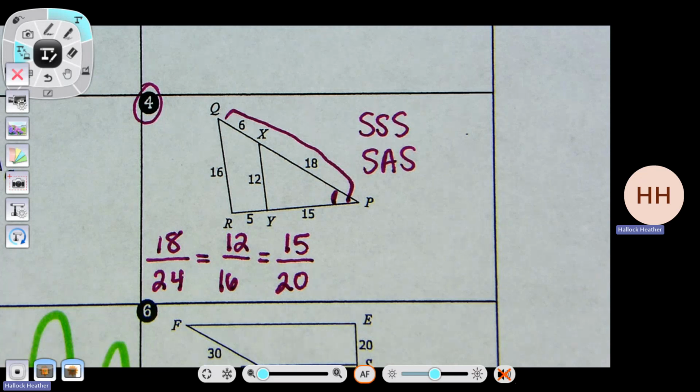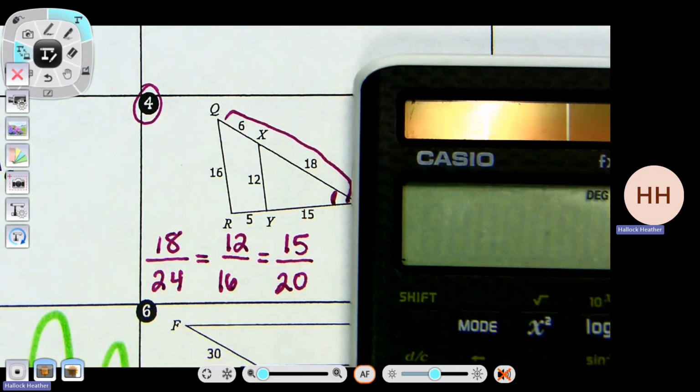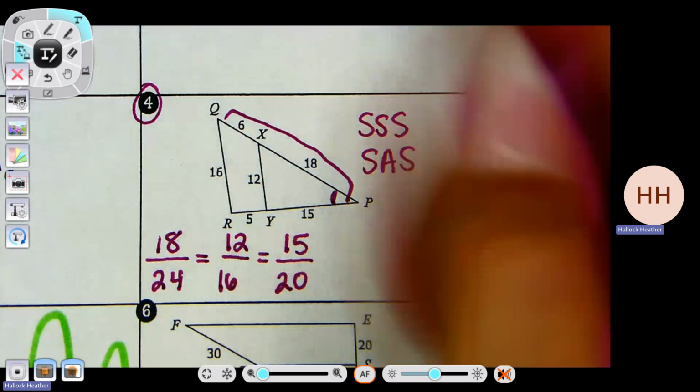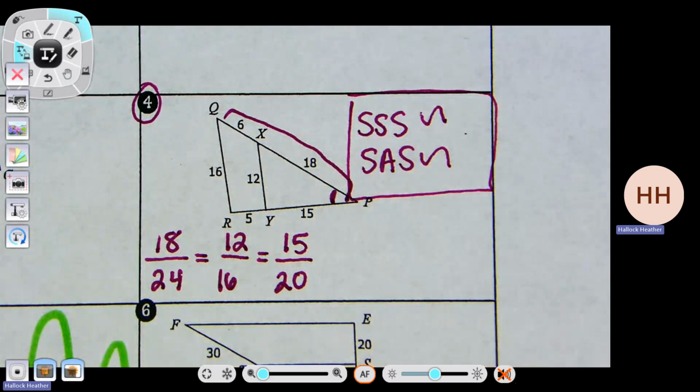They're not all the same. They are the same. Yeah, 18 divided by, yeah, they should all be 0.75. I pressed the wrong thing. Okay, so either one of those is correct. That's the only one that has a combo where you could use side, side, side or side, angle, side. All the rest are specifically one.